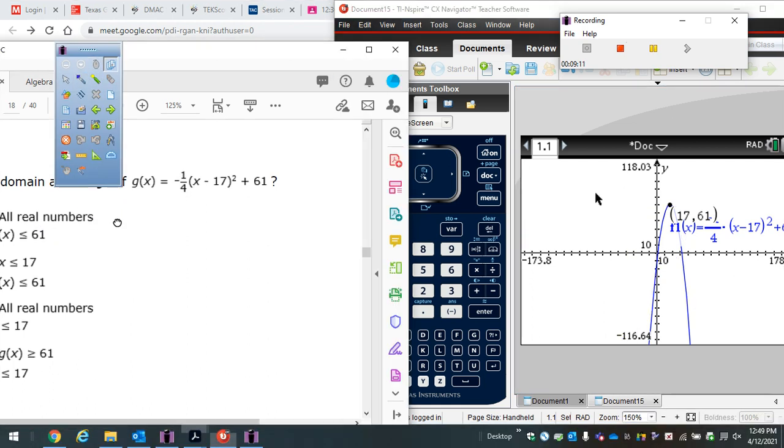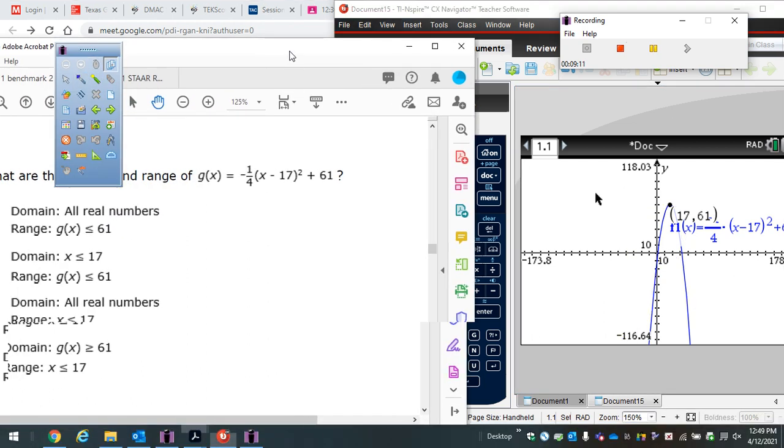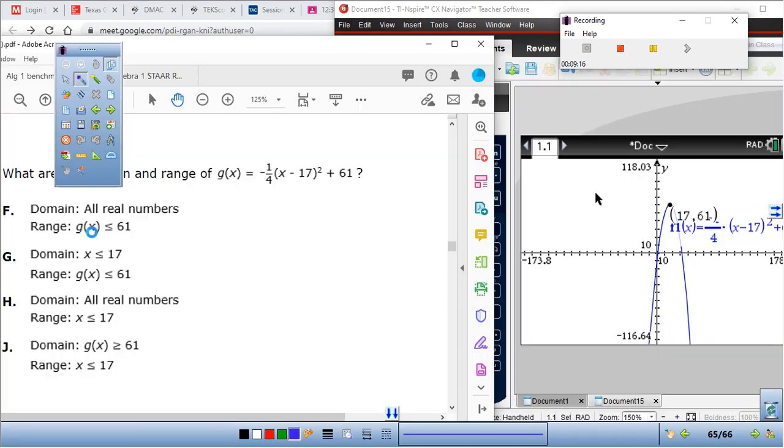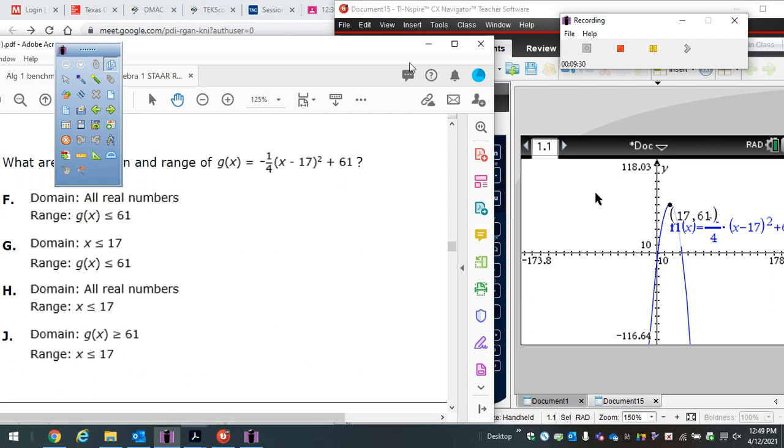Oh no, x. Oh yeah. And this is your y right here. All of that, the g of x, all of that is equal to y. So then your range is this. Yep. The y value is less than or equal to 61.